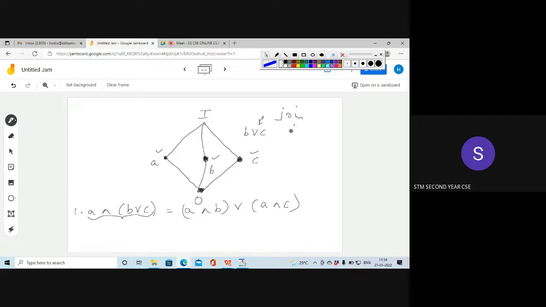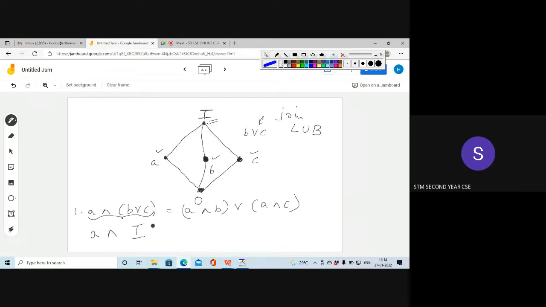Join means least upper bound. So what is the join of B and C? The upper bound of B and C is I. Only I is there, so the least upper bound is also I. B and C has only one element as its upper bound, and that is the least upper bound. So B or C evaluates to I, and then A and I.